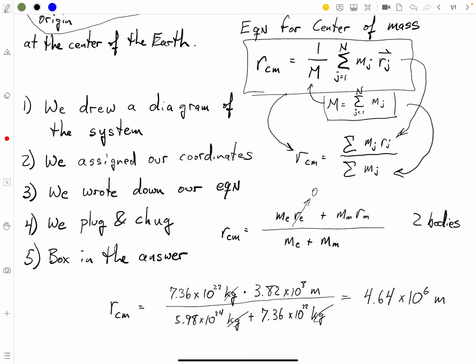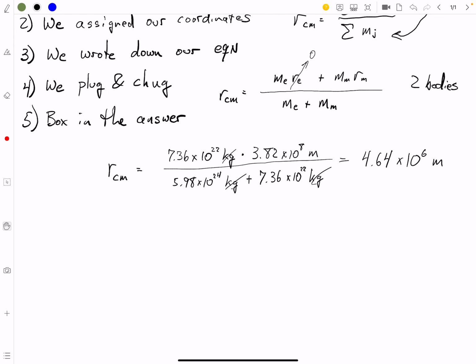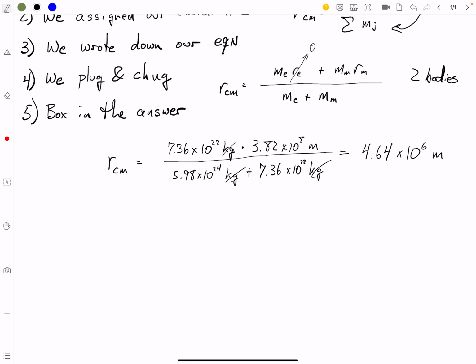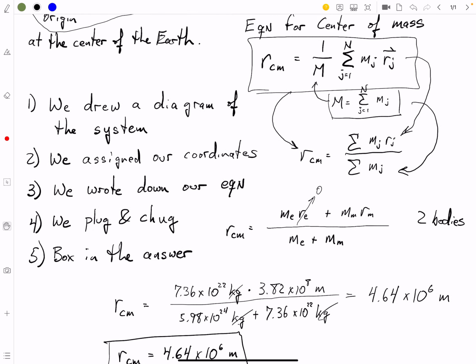Okay? So let's move up here. Let's give ourselves some room. Our R center of mass from the origin is equal to 4.64 times 10 to the 6 meters. Okay, there's our answer. We're boxing it in. We've sealed our fate. So let's go back up to our picture.